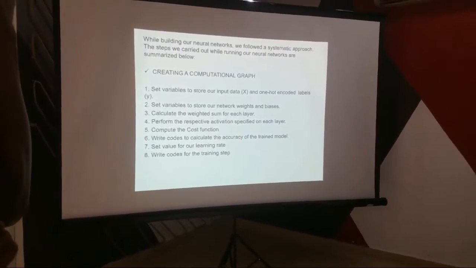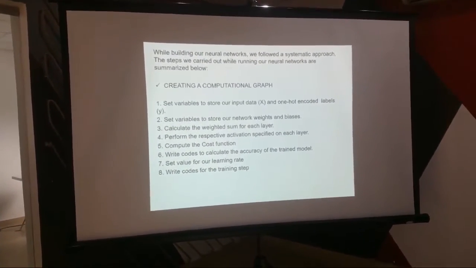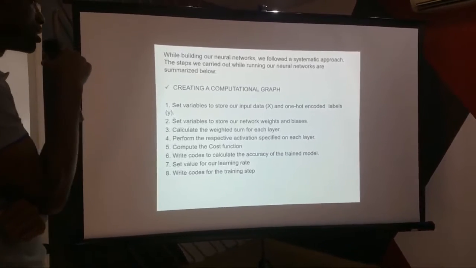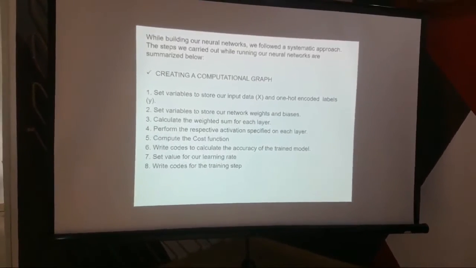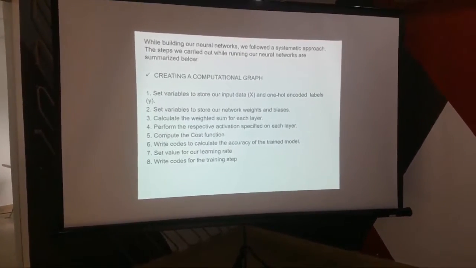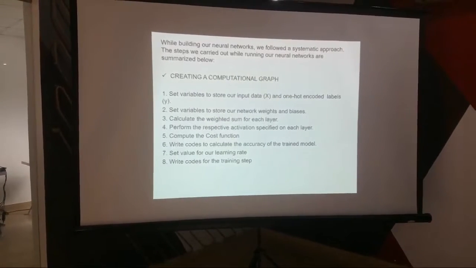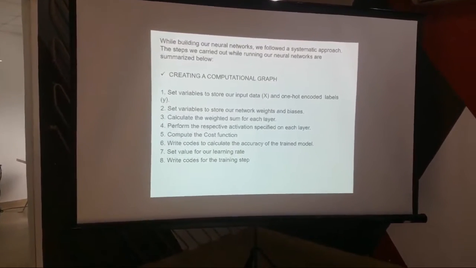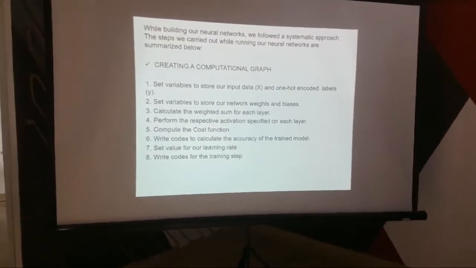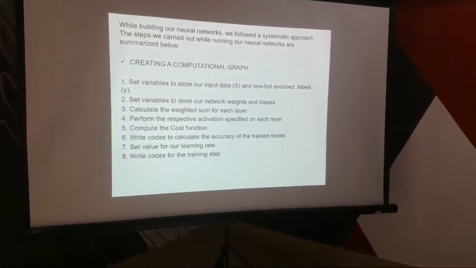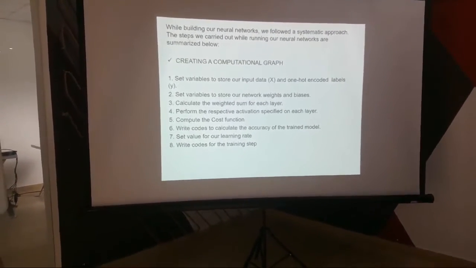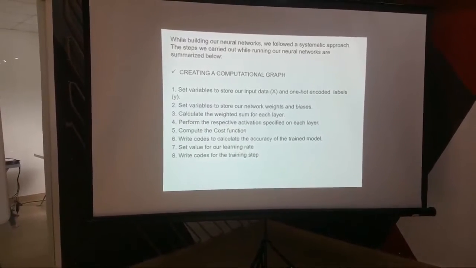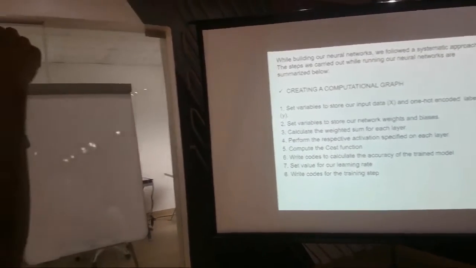For creating our computational graph, we set variables to store our input data as X and one hot encoded labels as Y. We set variables to store our network weights and biases. We calculate the weighted sum for each layer and perform the respective activation functions specified in each layer. The next step was to compute the cost function, just like we all know for regular machine learning, and write code to calculate the accuracy of our models.